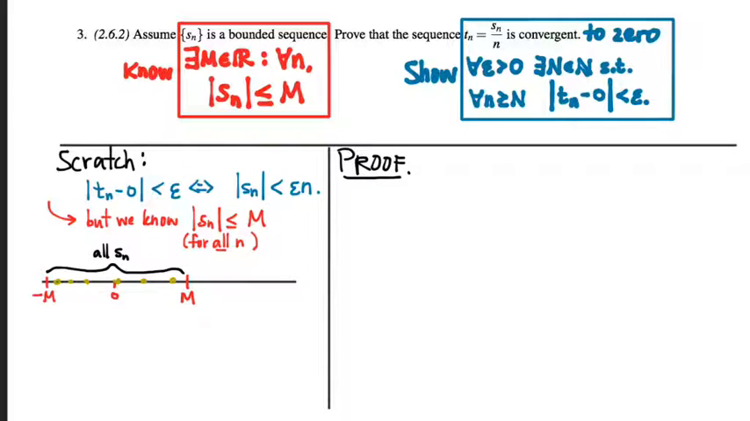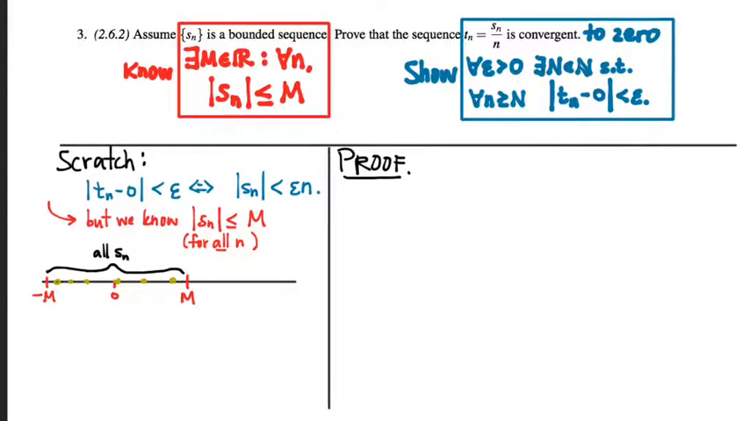And then the trick is that we know something about the Sn sequence that comes from the assumption that the Sn's are bounded. So we know that the Sn's are less than or equal to m in absolute value, and that that statement holds for all n. And then we need to show that there exists a capital N such that for all little n's past that capital N, this inequality holds, that the Sn's are less than epsilon times n.